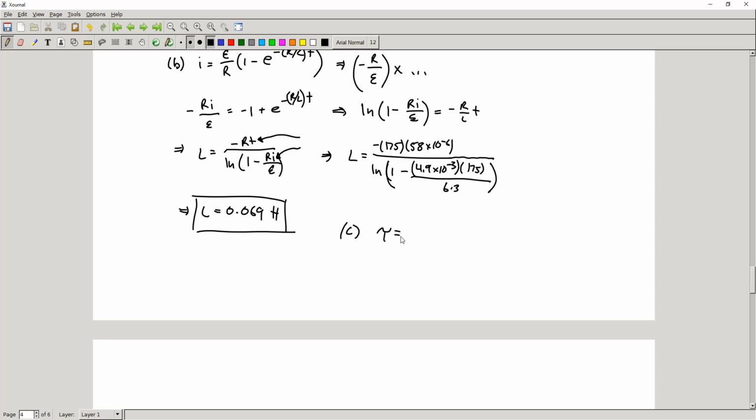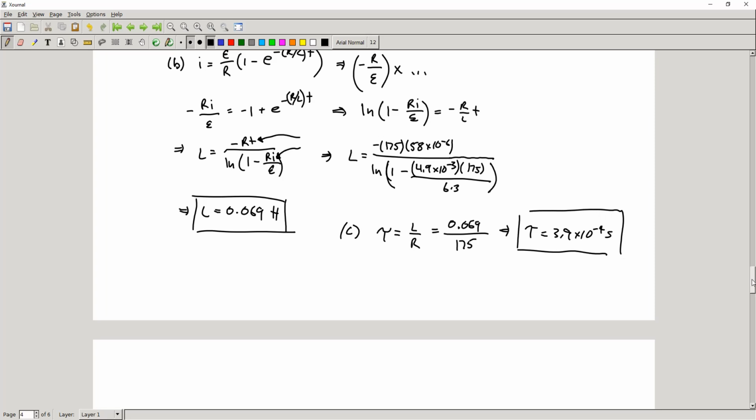So we know that tau, which is our time constant for this circuit, is equal to L over R. Well, we just calculated L. We know what R is. R was 175. Do the calculation, you're going to end up finding that our time constant tau is equal to 3.9 times 10 to the minus 4 seconds. Okay, and tau really is a time, right?